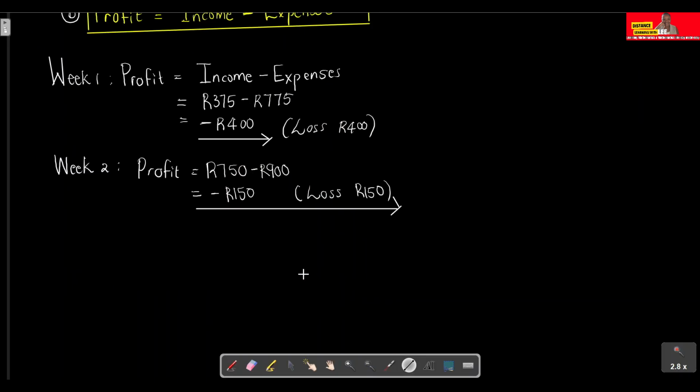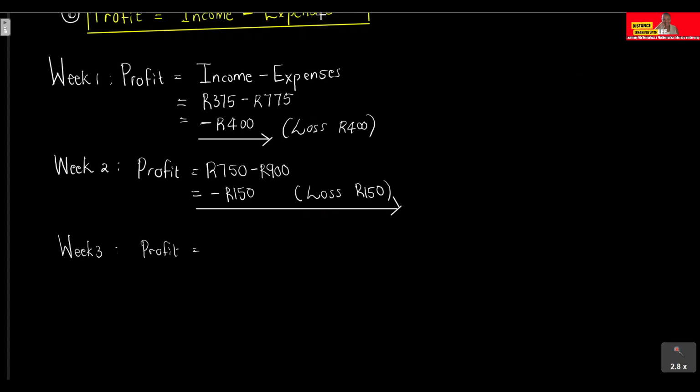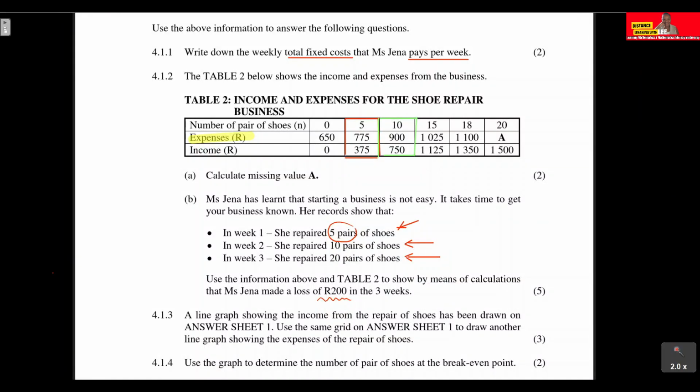All right, and then lastly, all that we need to do is determine her profit or her loss in the third week. So what is the income and what are the expenses for her week 3? We're told that in week 3 she repaired 20 pairs of shoes, and remember we already calculated that value for A there. So we already know what the expenses were for week 3. We calculated them to be 1,150. All that we need to do now is take your income minus your expenses to determine her profit.